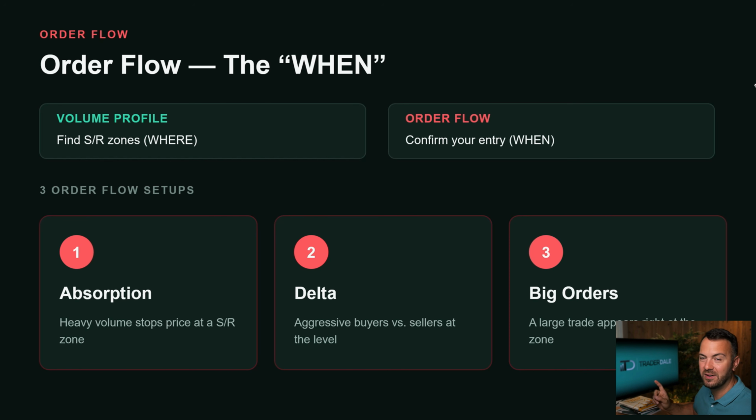All right, so on to the next part, order flow. That's when we talk about the timing, about the when. After you identified the strong support or resistance zone with volume profile and the price made it back to that zone, then you want to time your trade entry with order flow. And we'll use one of the 3 setups, which I'll show you in detail. It's absorption, delta, and big orders. If any of those 3 setups confirms your trade entry, that's when you pull the trigger. So let's get to it.